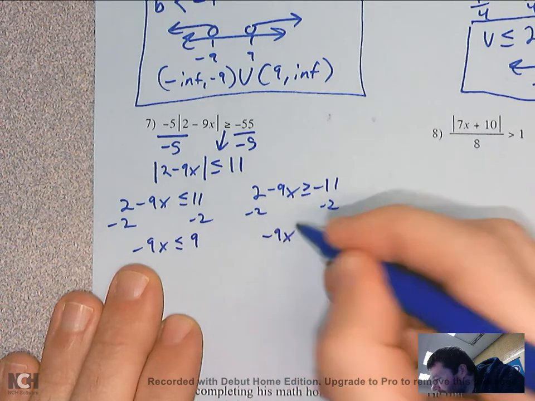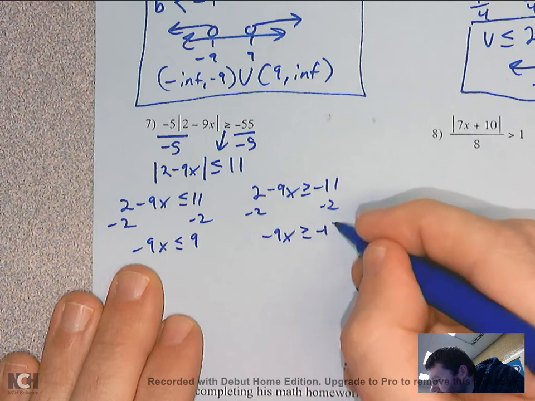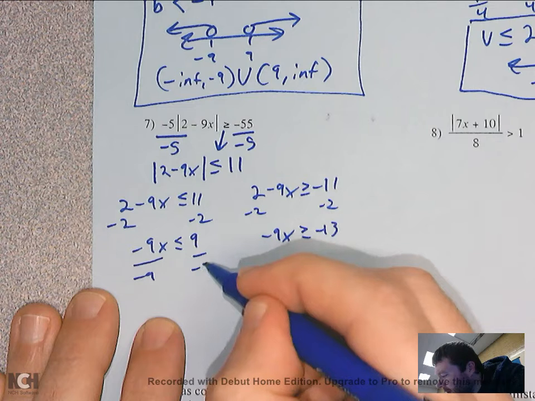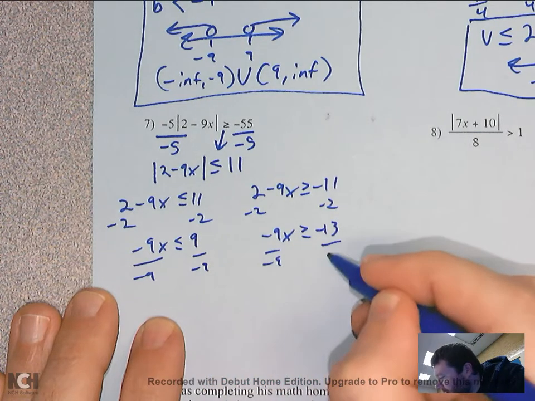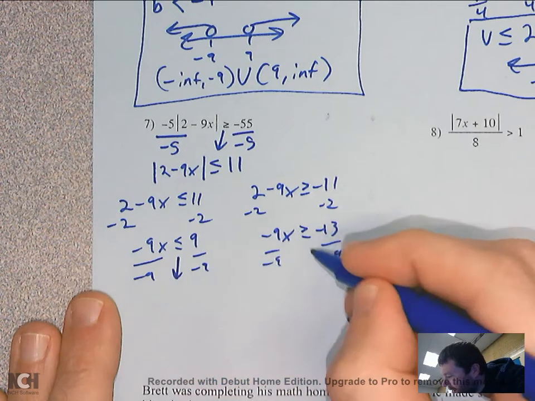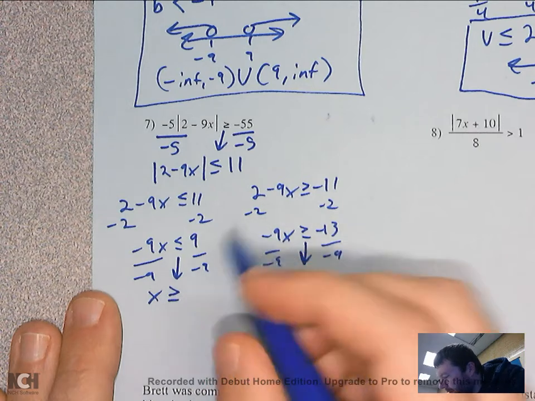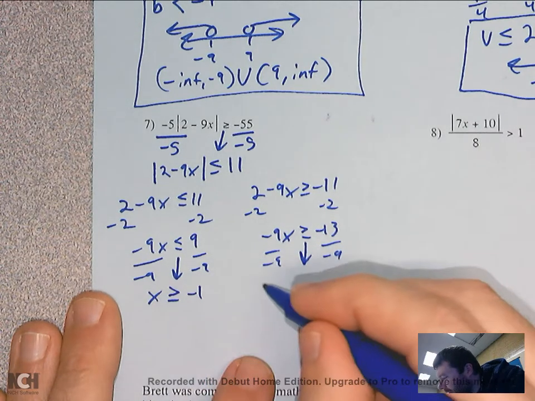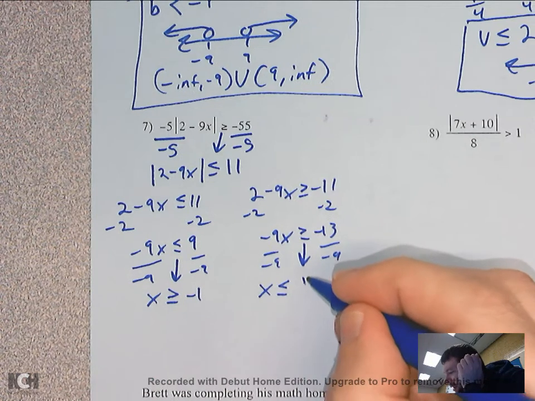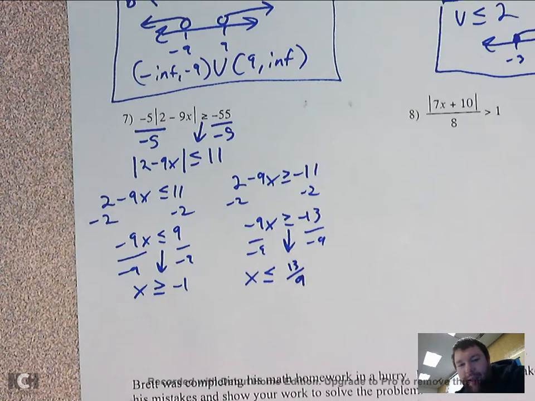And negative 9x is greater than or equal to negative 13. Then we would divide by negative 9 to each side. And we're dividing by a negative, so warning, got to flip the sign. It's going to go the other direction, and x is going to be greater than or equal to -1, and x is going to be less than or equal to positive 13 over 9, which is a big decimal.